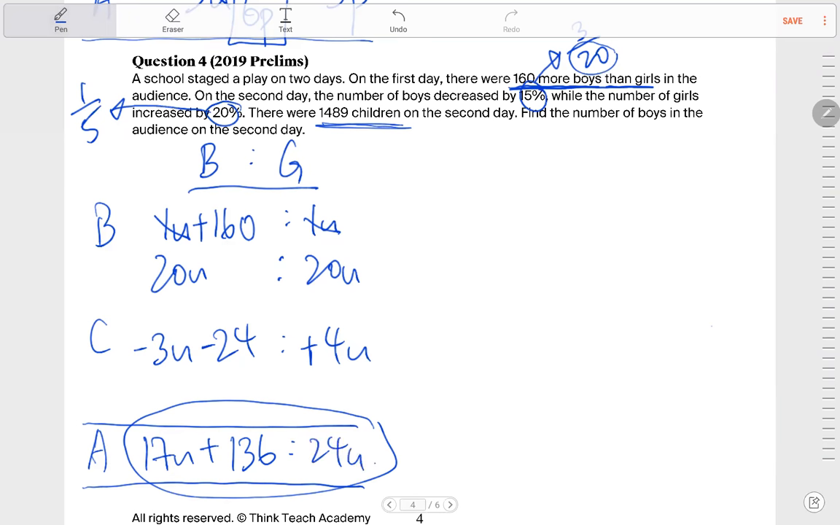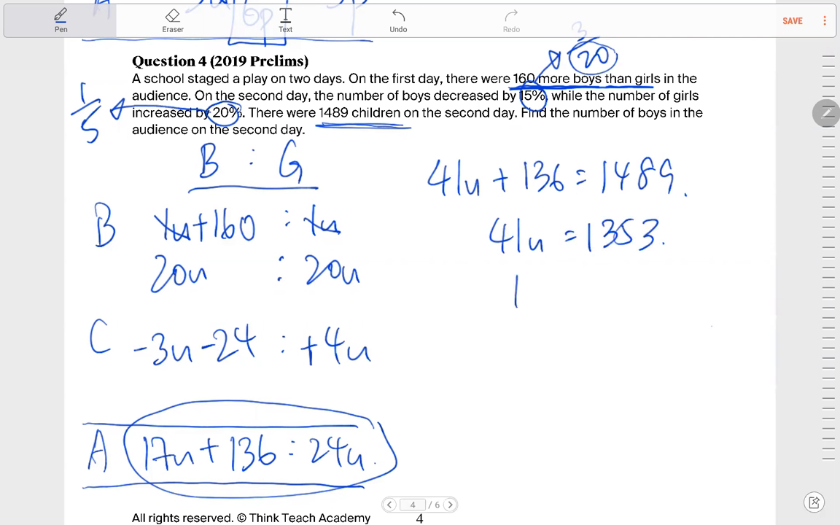So everything here will add up to 1,489, which tells you that 41U plus 136 equals 1489, okay? 41U will be equal to 1353, right? Usually when you have such weird numbers, 41U, 1353, you know you're probably safe if you're able to get a whole number, and thankfully you can. So 1U is 33.